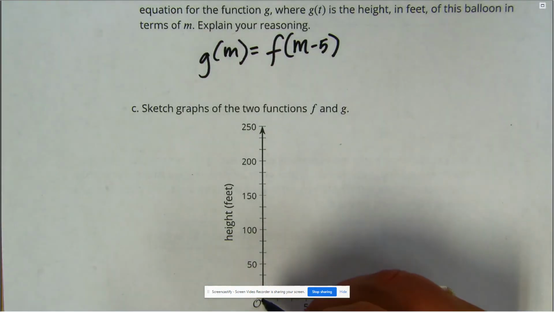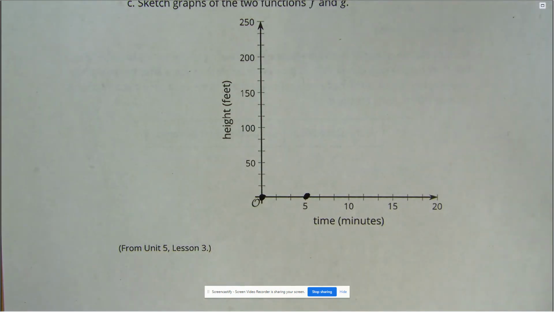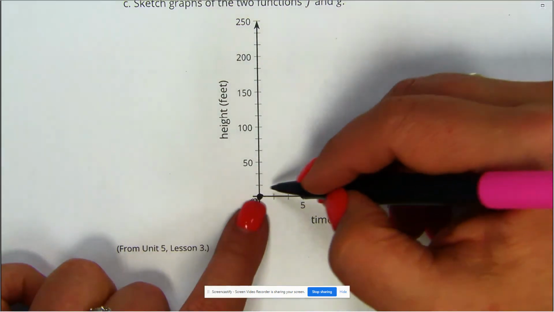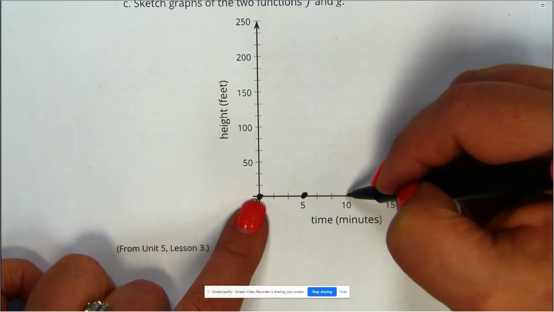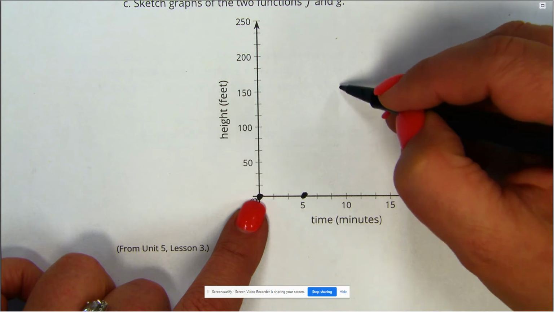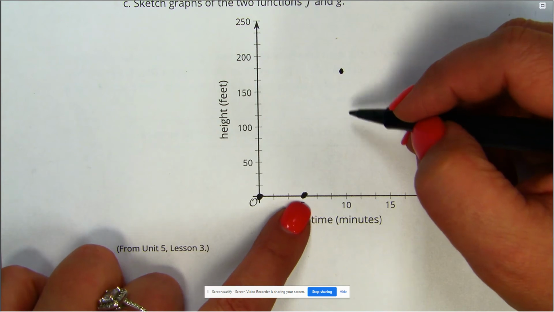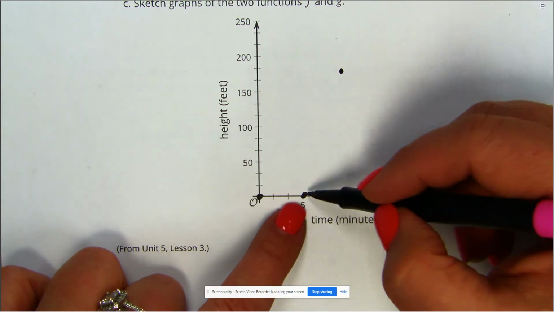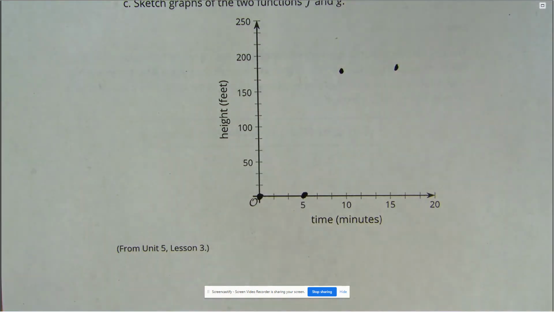Sketch a graph of the two. Well, the original one takes off here, and then the other one takes off 5 minutes later. And I know it gets to 200 at 12 and a half minutes. If I do 10, that'd be 160. So about right there. And then 5 minutes later, so 15, it would be about 160. Just doing a rough sketch here. You could get some more accurate points if you wanted.